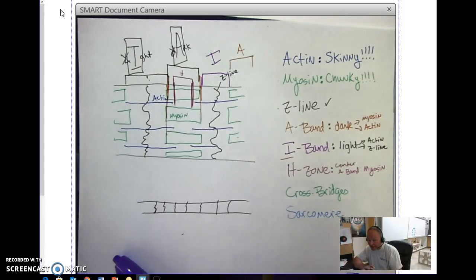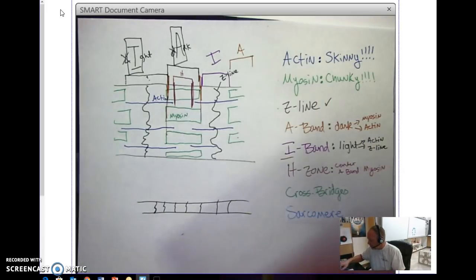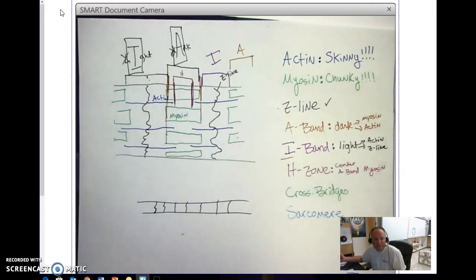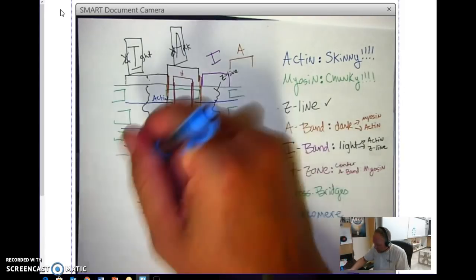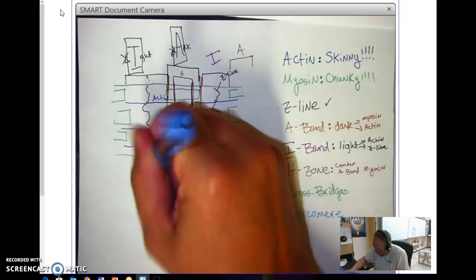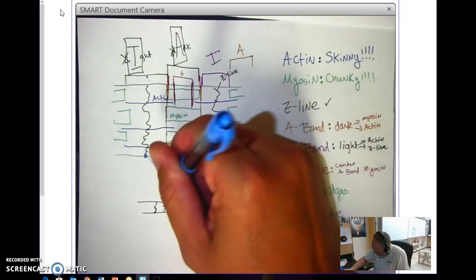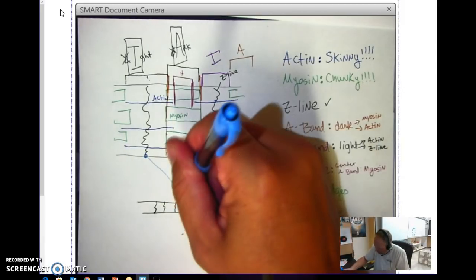That's your H zone. But it is in the dark band. Don't get me wrong. It's in the dark band. It's just in the center. Okay, now let's go down to sarcomere. I was going to save crossbridges for last. Okay, a sarcomere is this, from here to here. That is a sarcomere.